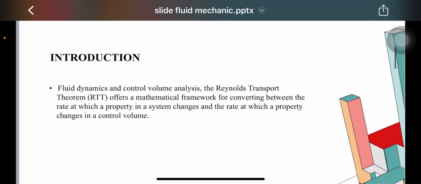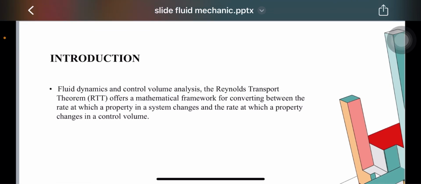Today I will discuss the Reynolds Transport Theorem, that is, RTT. Introduction of RTT, fluid dynamics and control volume analysis. The Reynolds Transport Theorem, RTT, offers a mathematical framework for converting between the rate at which a property in a system changes and the rate at which a property changes in a control volume.